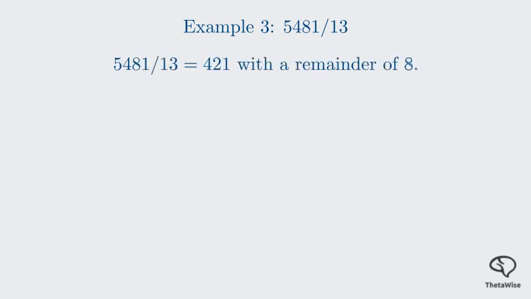5,481 divided by 13. This will show how the shortcut works for bigger numbers. 13 goes into 5,481 421 times. 13 times 421 is 5,473. The whole number part is 421. The remainder is 8. We need the decimal for 8 divided by 13.